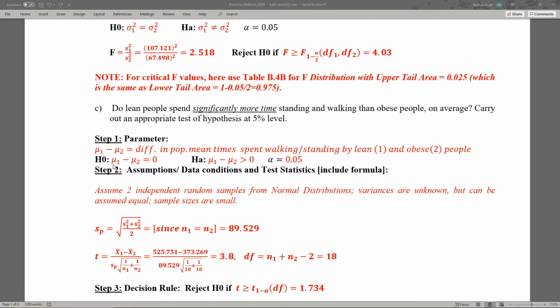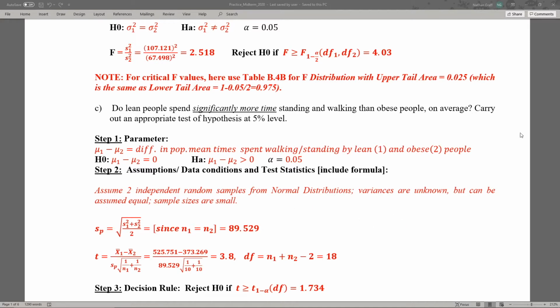In this case, our null hypothesis is that mu1 minus mu2 is equal to 0, and our alternative hypothesis is such that mu1 minus mu2 is greater than 0, because we're trying to decide whether mu1, or the mean associated with the lean group, is significantly larger than mu2. We then have to look at the assumptions for the analysis. In this case, we're comparing two small independent samples assumed from normal distributions. Additionally, we assume equal variances for the populations as well.